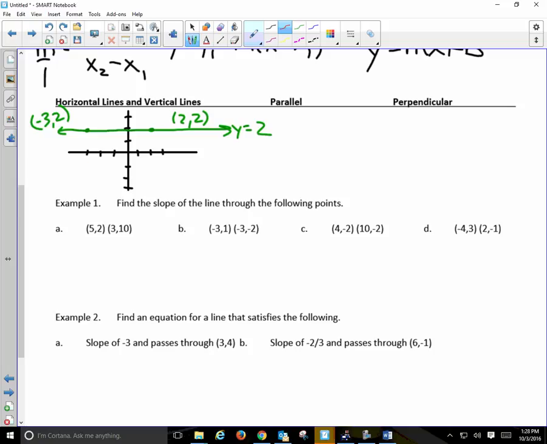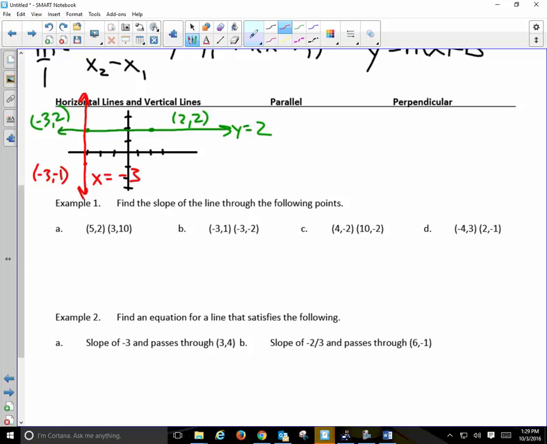Try another point. We'll go negative 3, negative 1. And you can see that if you draw a line through these 2 points, it's a vertical line. What stays constant? The x is negative 3. So you can now begin to understand why you have an x equals for a vertical line. Does that connect a little bit?